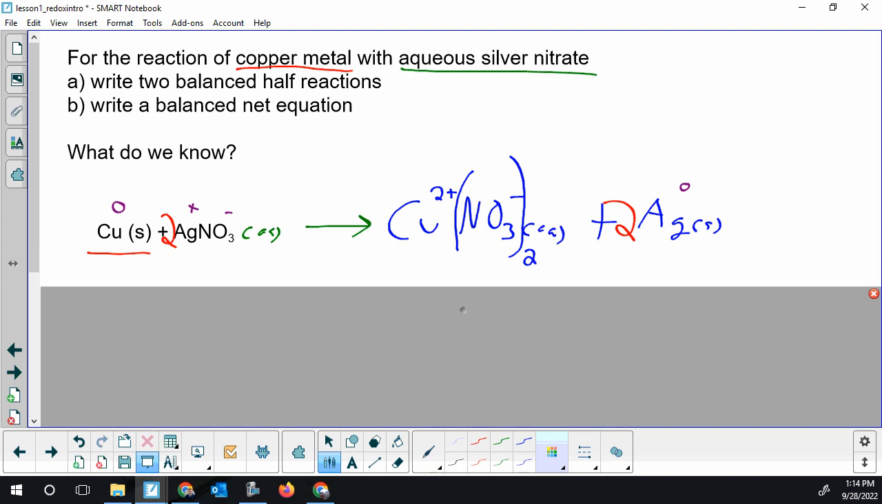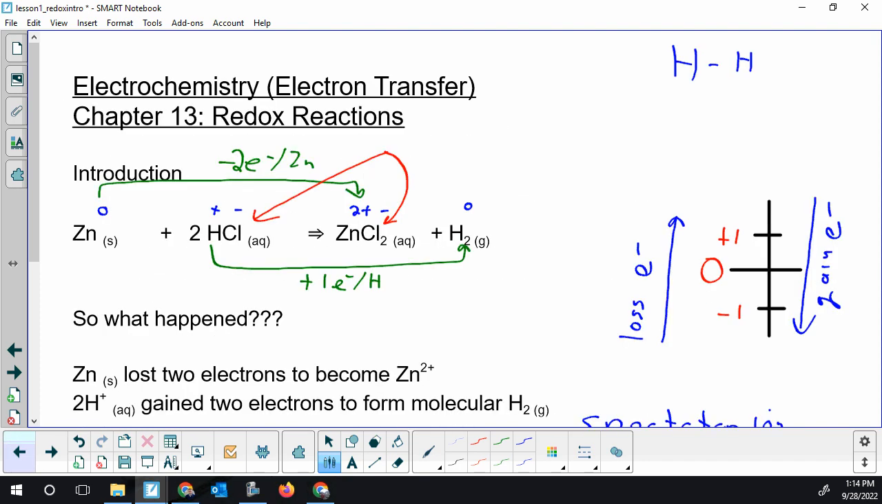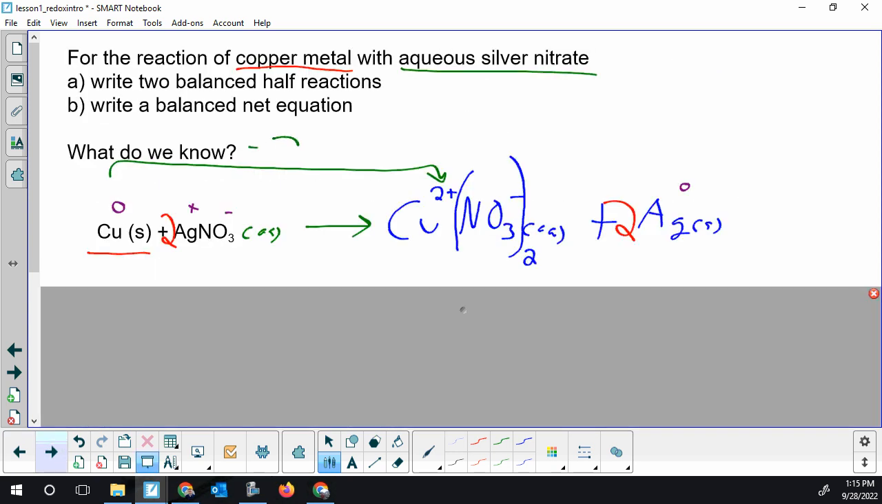So we should have a gaining and a losing, or it's not redox. So copper is definitely changing. Copper is going 0 to +2. That's just like our zinc before. It is going up in charge. We're going 0 up to +2, so that is a loss of electrons. So we found our loss, Leo, losing electrons oxidized.